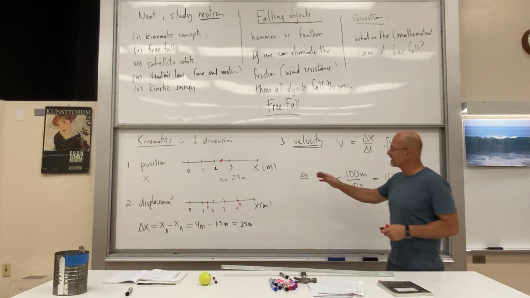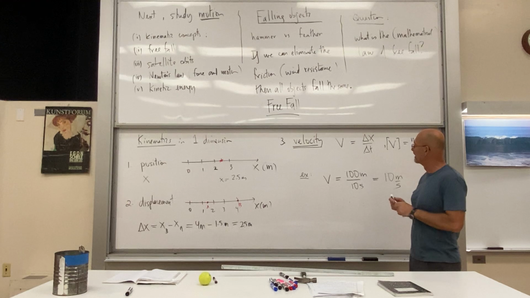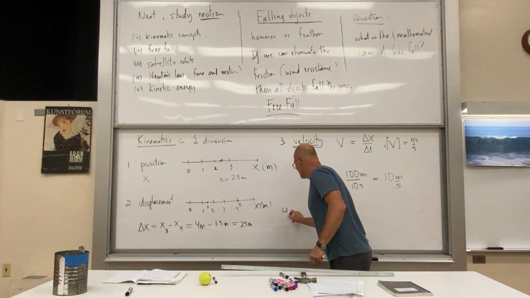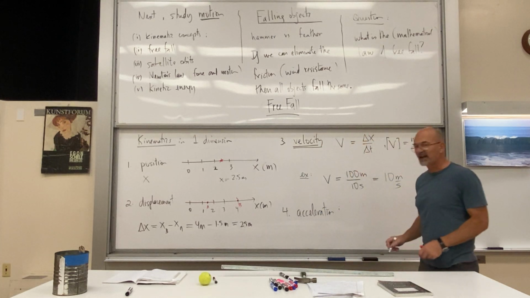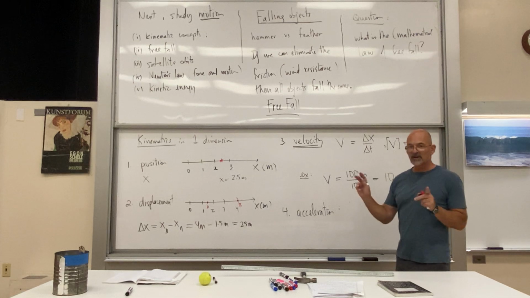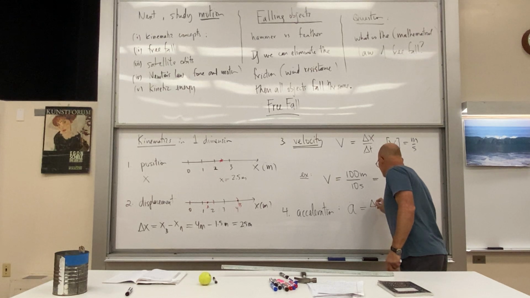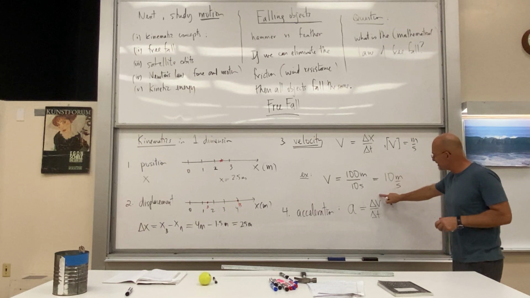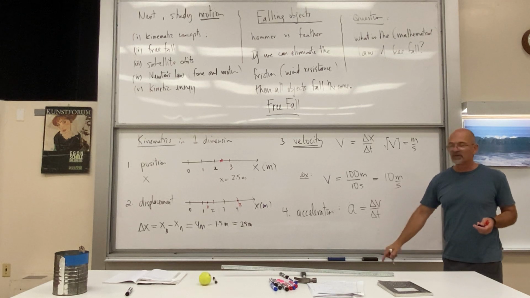So good, we have position, displacement, velocity, and there's one more construct that we need, and that is acceleration. Acceleration, this one's trickier, but it's fundamental to physics, so we have to know it. The acceleration, letter A, is delta V divided by delta T. It's the change in velocity over the change in time, or just the change in velocity over time.